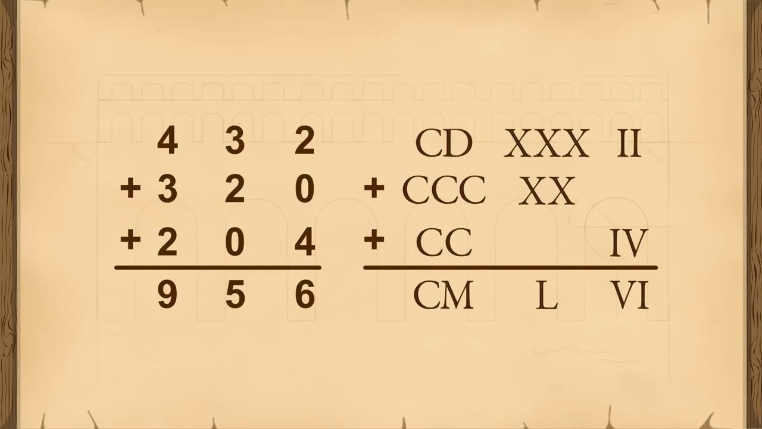An even more important difference is that our modern number system uses the same symbol to represent different values depending on its position in the number. For instance, in this problem, the number 2 represents 2, 20, and 200, depending upon which column the 2 is in. On the other hand, in the Roman system, 2, 20, and 200 are represented by different symbols.